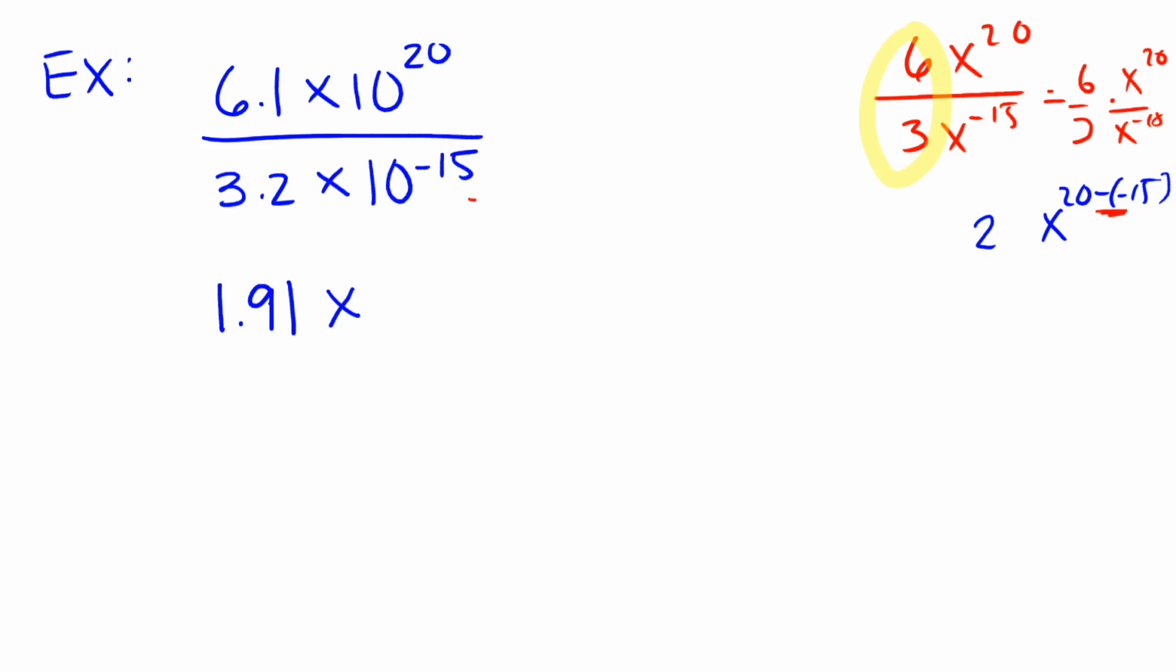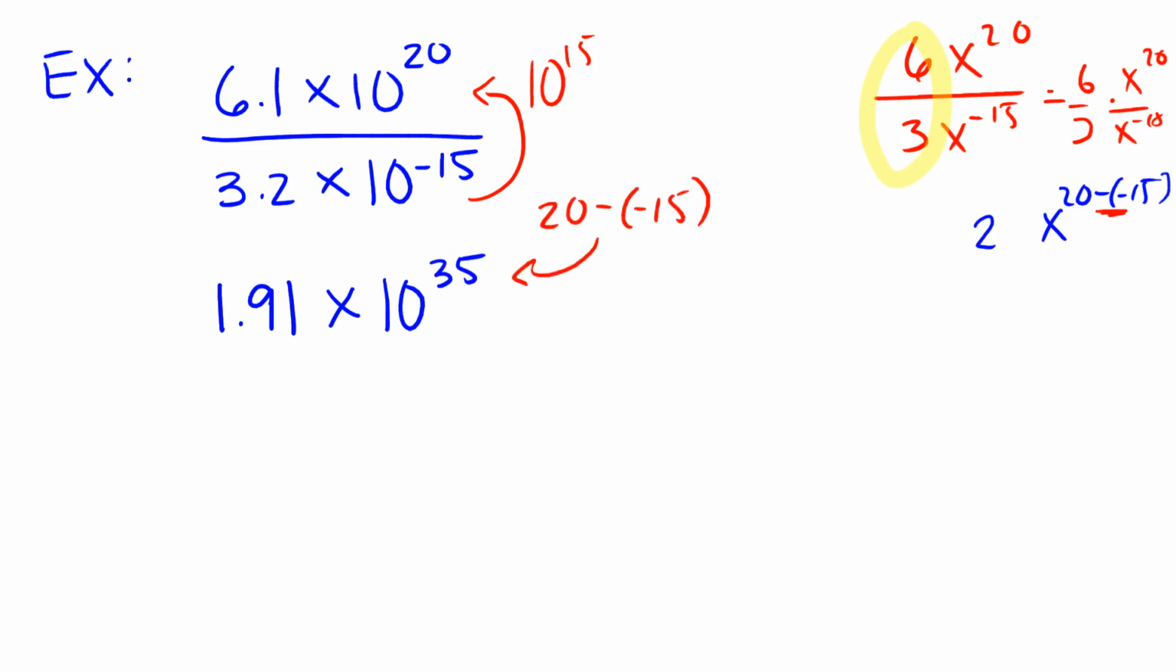If you want, you could also think, remember, this flips up and becomes 10 to the 15. Then you can add the 2, however you want to do it. But in this case, you should end up with 1.91 times 10 to the 35, because 20 minus a negative 15 is 35. So in this one, we do only have one number in front of the decimal, so we are good. That's our final answer.